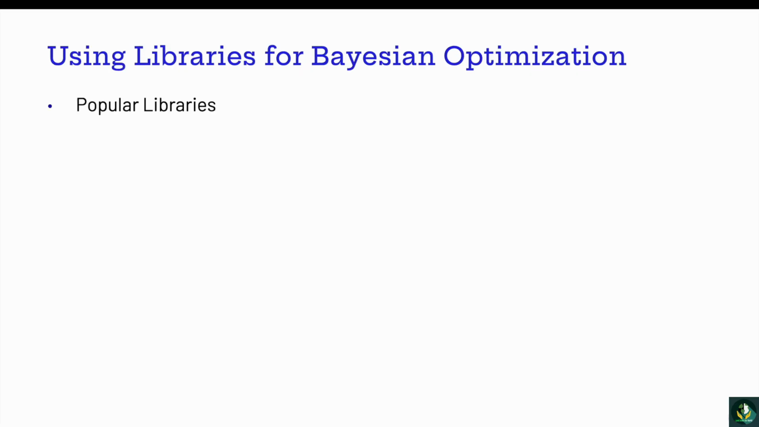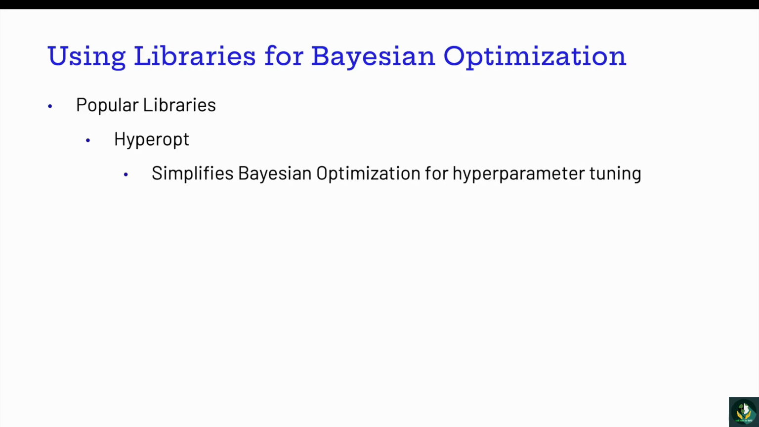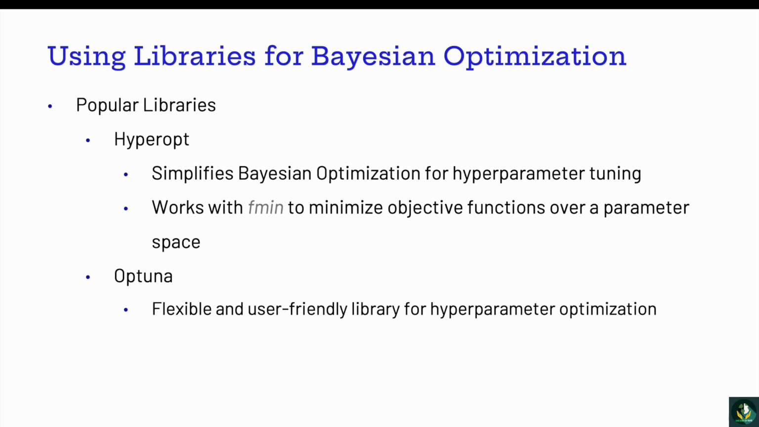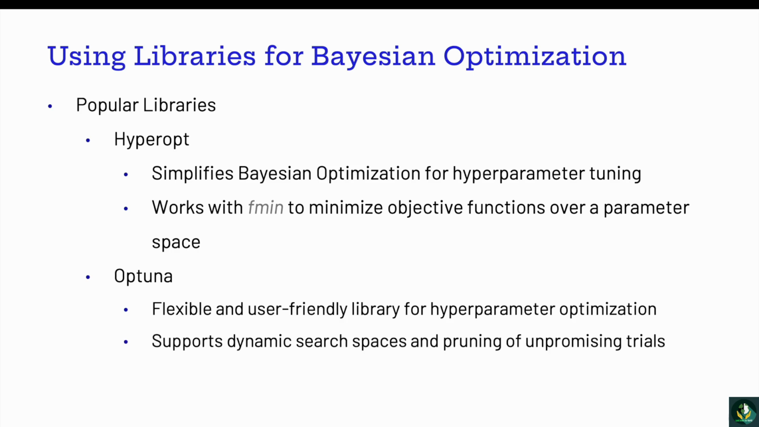So let's jump into using libraries for Bayesian optimization. Some of the popular libraries that we use here are, first, HyperOpt, which simplifies Bayesian optimization for hyperparameter tuning. It works with fmin to minimize objective functions over a parameter space. We also have Optuna, which is a flexible and user-friendly library for hyperparameter optimization, and it supports dynamic search spaces and pruning of unpromising trials.